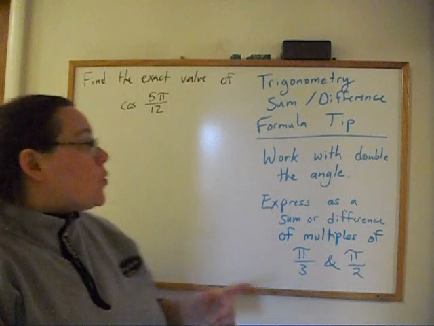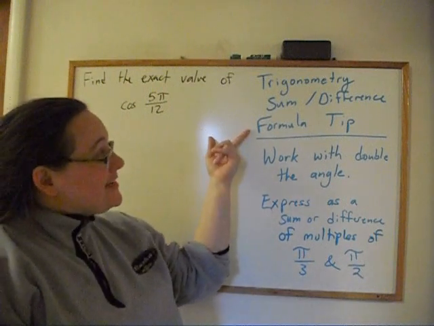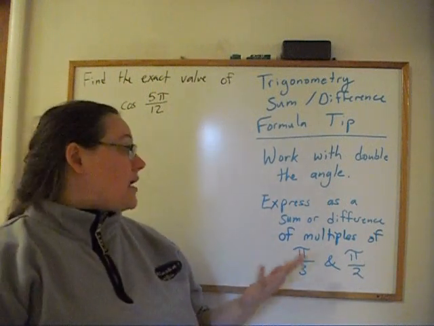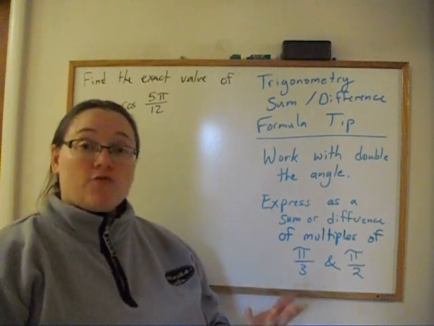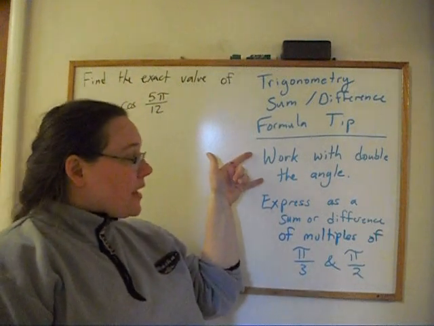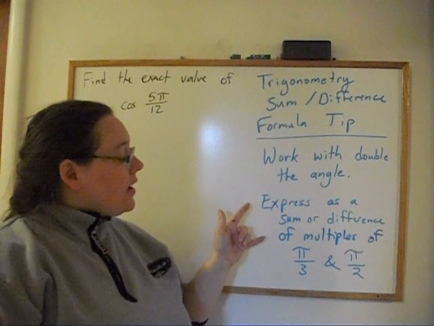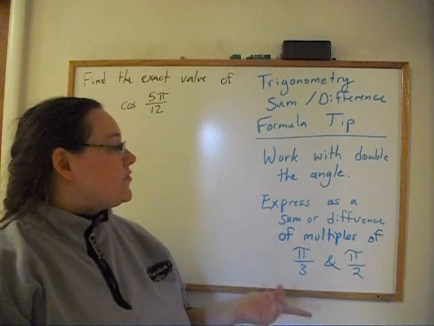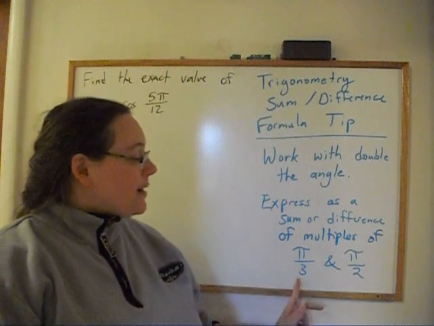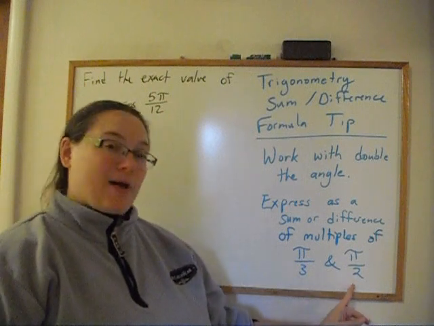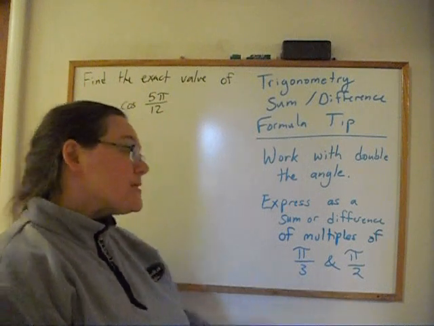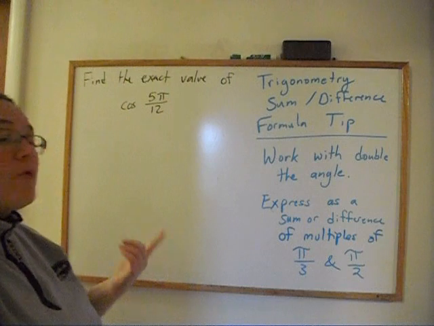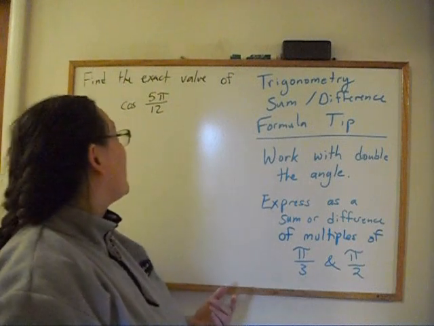So my tip for finding a correct sum or difference is to work with double the angle and express it as a sum or a difference of multiples of pi thirds and pi halves. So let's see how it works here when we're finding the cosine of 5 pi twelfths.